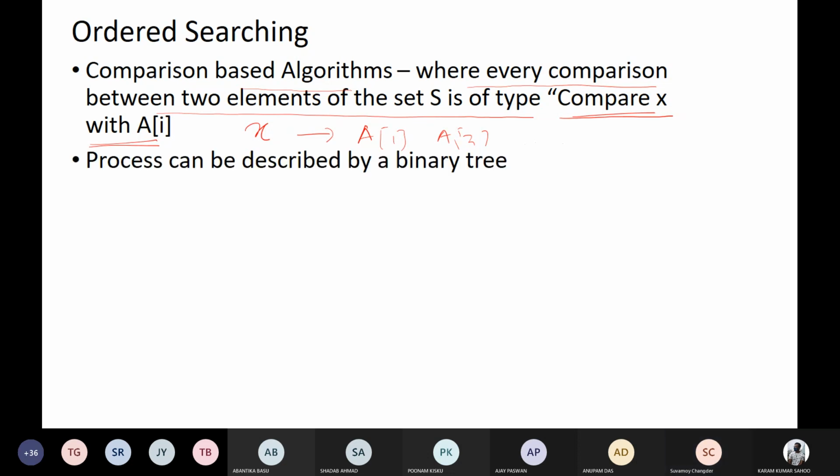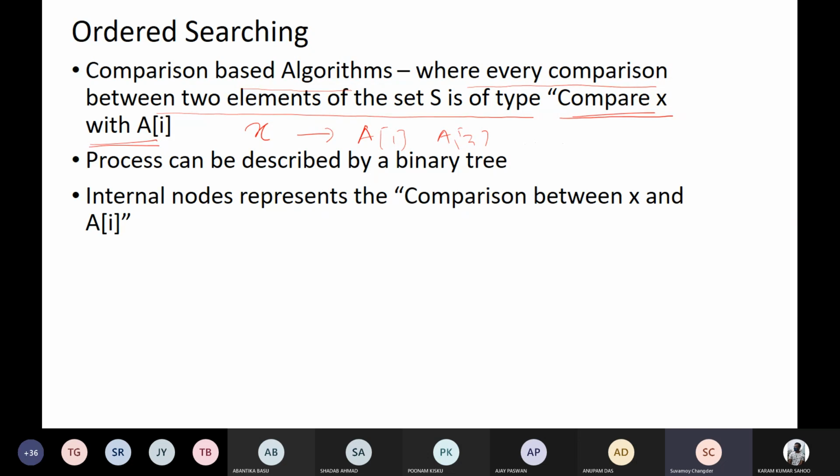Next, this searching process can be described by a binary tree. What type of binary tree? One where internal nodes represent a comparison between X and AI. So if we want to represent a comparison tree for searching, then we can say the process can be represented by an internal node.